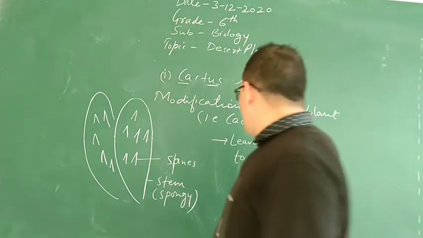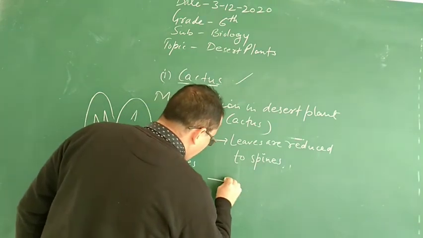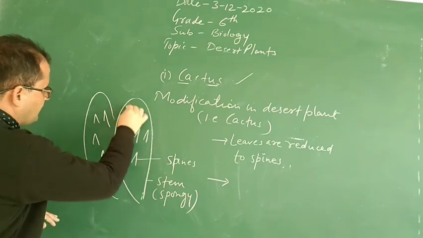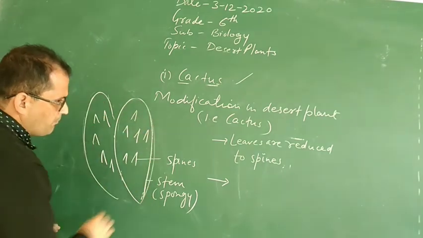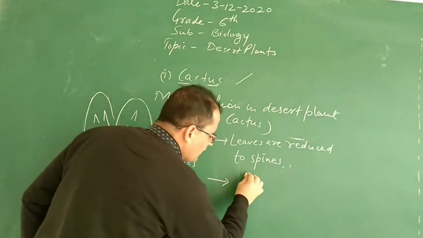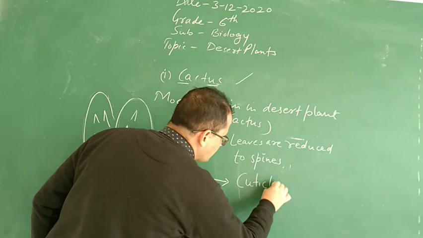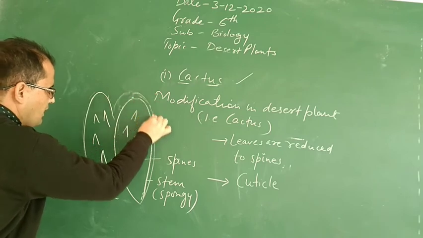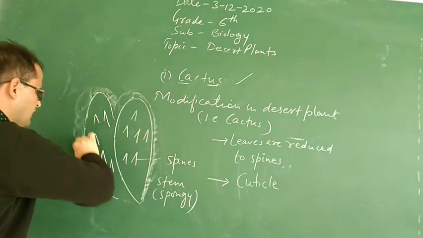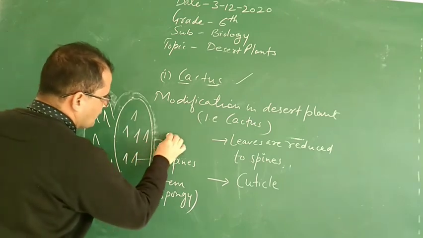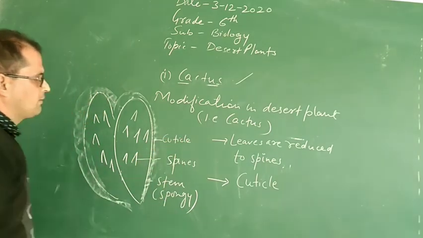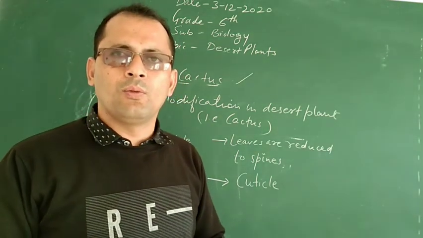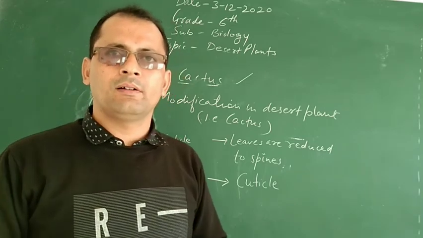Okay. Second beta, this green stem, okay, this is the stem, spongy stem. This stem is covered by a chemical which is known as cuticle. So this stem, that is the green part, is covered by a layer of chemical which is known as cuticle. So this cuticle is thick. Again, the cuticle prevents the loss of water from the body of the cactus plant.